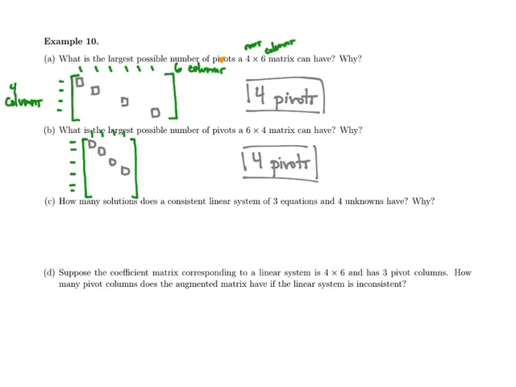All right, next thing. How many solutions does a consistent linear system of 3 equations and 4 unknowns have? If there are 4 unknowns, that means we have 4 columns before the augmented part of the matrix. If there are 3 equations, that means there are 3 rows. 4 unknowns means that there are 4 columns plus the augmented column. So it's going to be a 3 by 5 matrix.